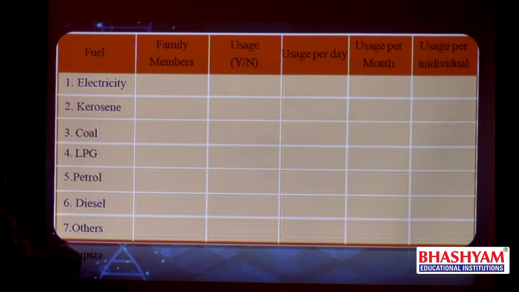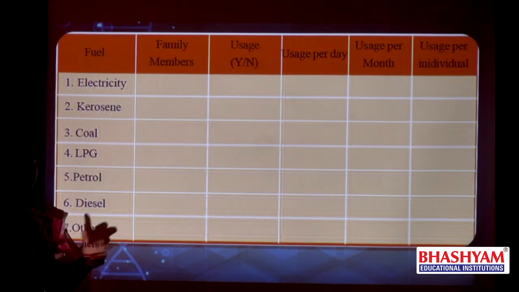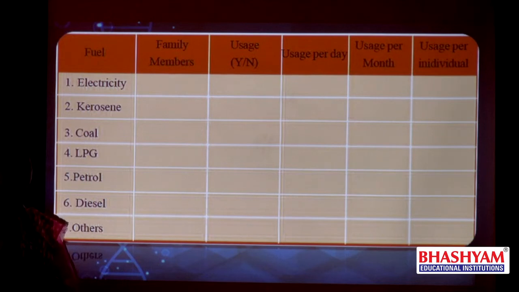So the first one is electricity. As I said, electricity is used for a number of purposes in our houses. Nowadays, mainly in towns and cities, electricity is used in the form of geysers, ovens, iron boxes, and toasters.